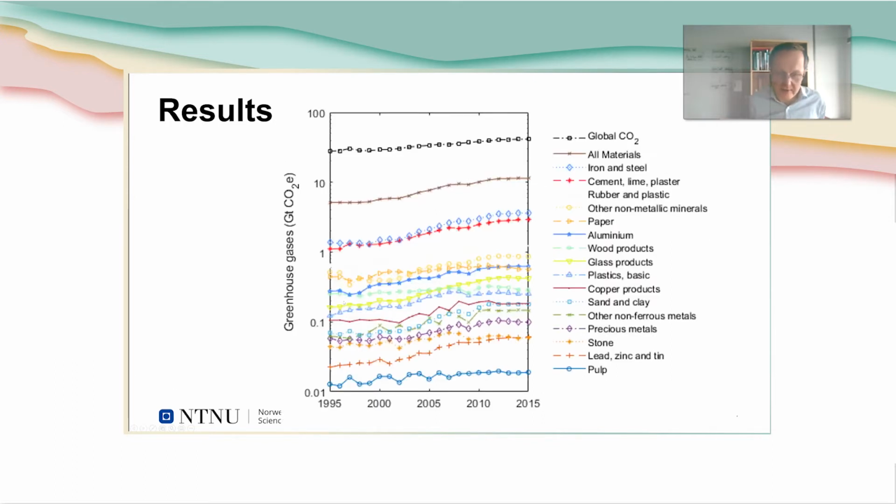Now I show these results. So the database covers the time period of 1995 to 2015. And these are the various materials. So it's the total of materials, the global CO2 emissions, and then individual materials listed. And this is on a logarithmic scale in gigatons. So you can see here that the material starts sort of at the 1 to 2 gigaton range for iron and steel and cement, lime, and plaster. And that these two materials have increased quite steeply compared to most of the other figures on this chart.